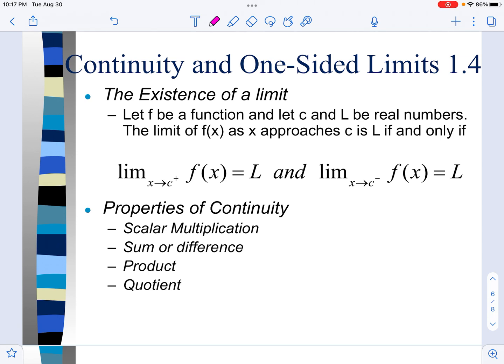So just like we said, the limit exists if you're coming from the left and the right and they're getting the same y values. So if those y values are the same, then that limit does exist. And that's all this is saying. It's just a bunch of words, but really if you get the same y value from the left, same as you do from the right, that limit exists. Those properties of continuity, so scalar multiplication, adding and subtracting, product and quotient, those apply here just like they did for limits.